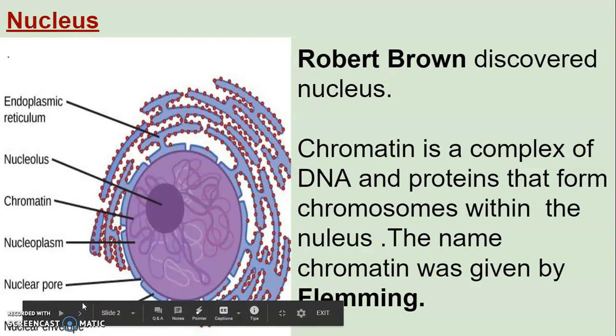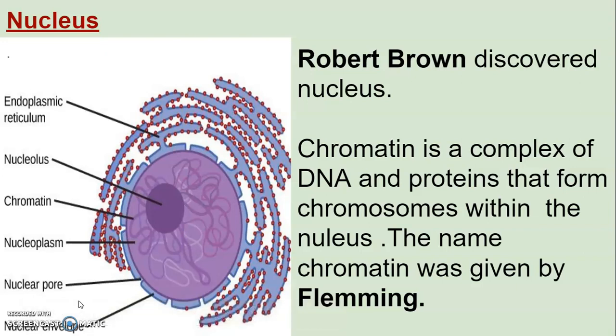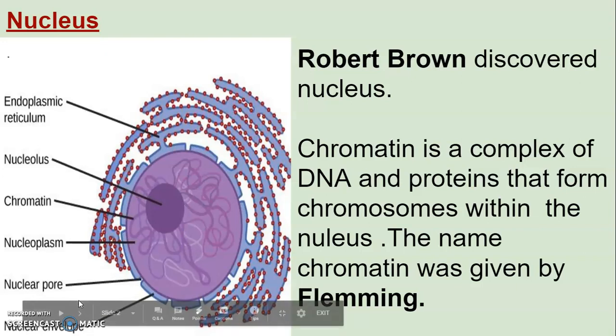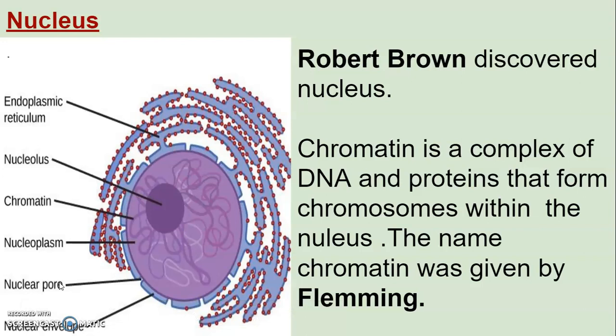As we have learned in the last chapter, the nucleus was discovered by Robert Brown. Inside the nucleus, there are many thread-like structures which are called chromatin. The chromatin is mainly composed of DNA and proteins. We learned this part towards the end. The name chromatin was given by Fleming.